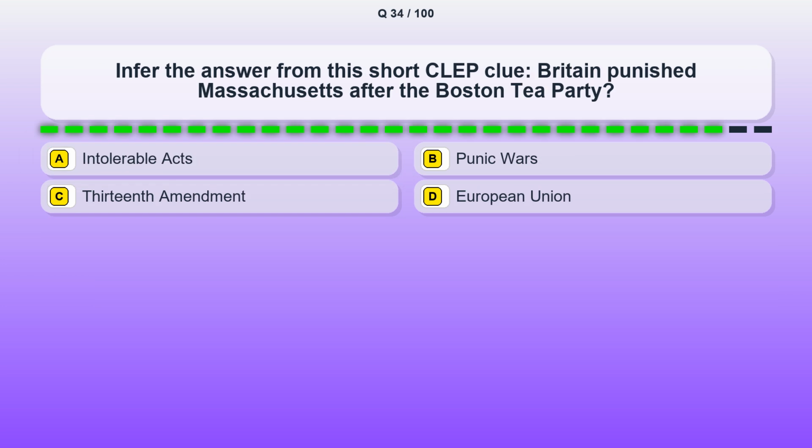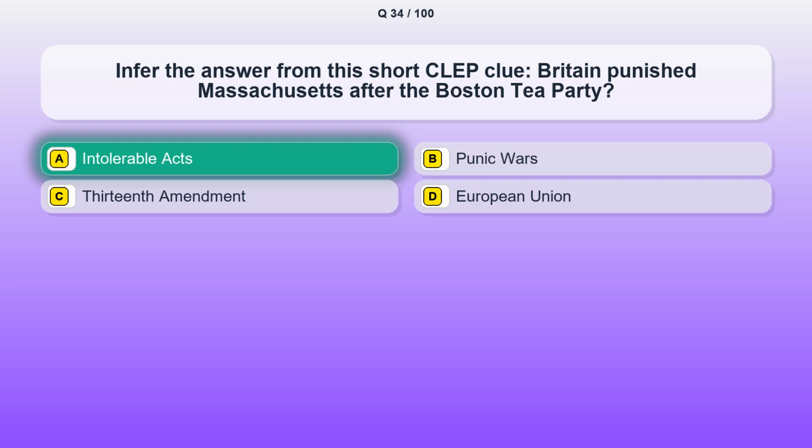Question 34. Infer the answer from this short CLEP clue. Britain punished Massachusetts after the Boston Tea Party? Option A, Intolerable Acts. Option B, Punic Wars. Option C, 13th Amendment. Option D, European Union.